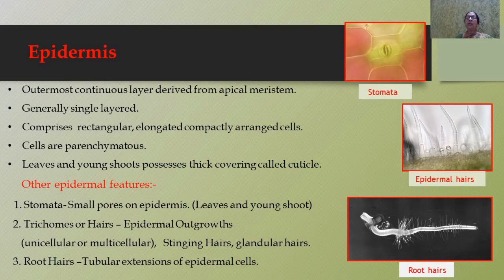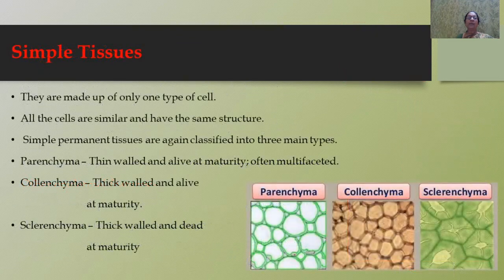So these are the root hairs. Now we will move on to the simple tissues. We know the tissues are of two different types, that is simple tissue and complex tissue. The simple tissues are the tissues which are made up of only one type of cell, and all these cells are similar in size, shape, and structure.